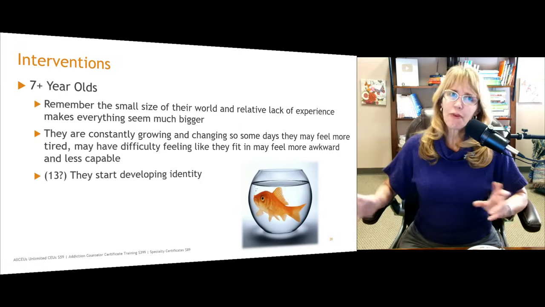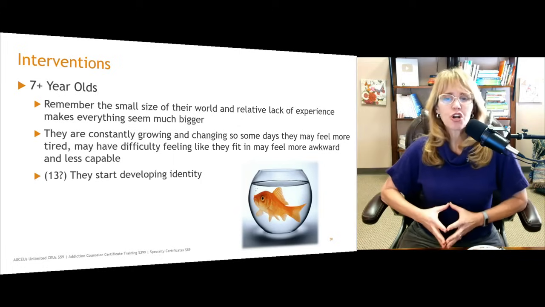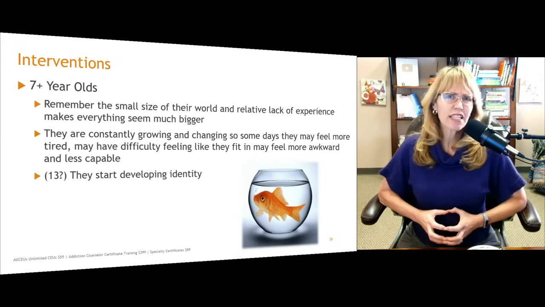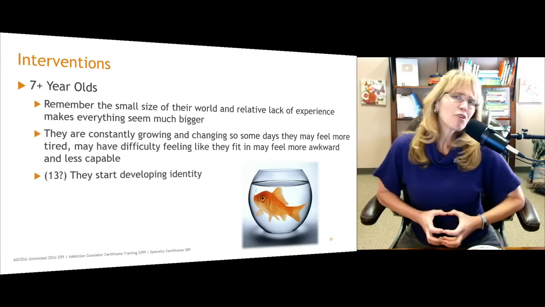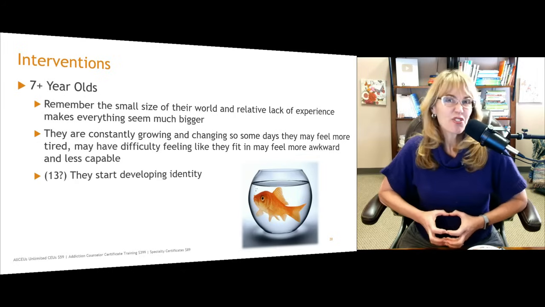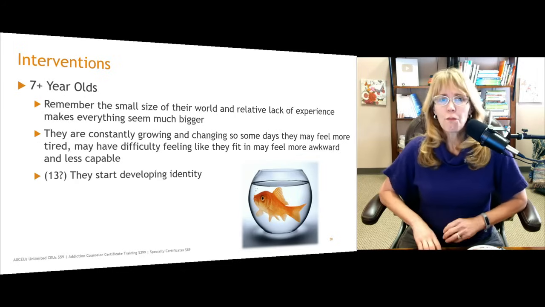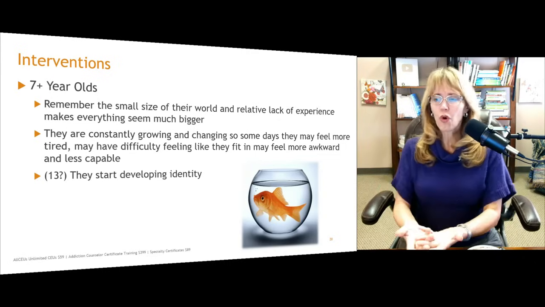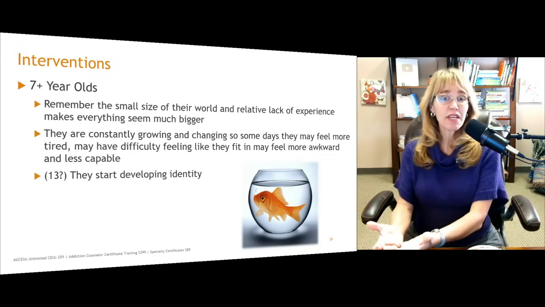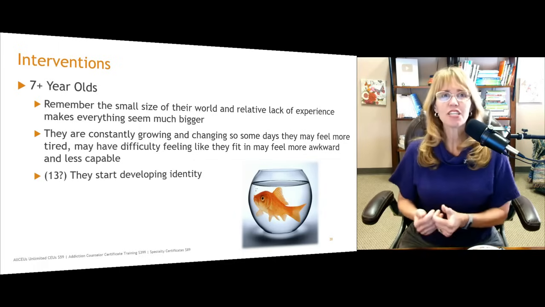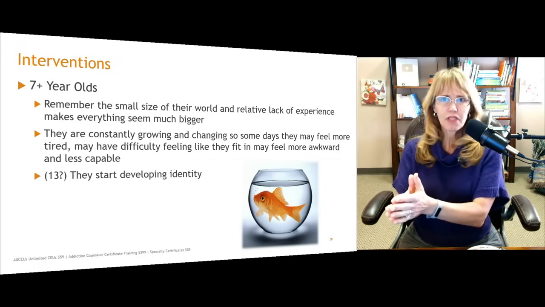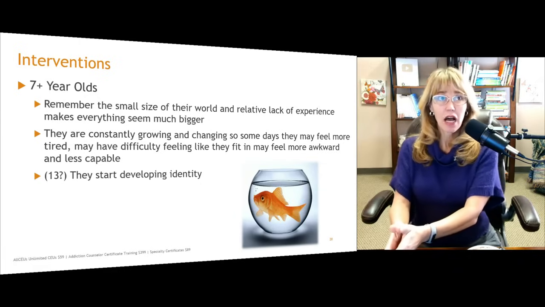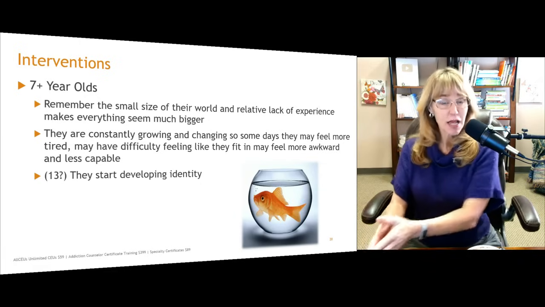According to Erikson, about the age of 13, children start developing their identity and trying to figure out who they are and what they stand for. Now, I would argue that I think they're starting to do that a little bit earlier now. But we want to be aware as they're trying to figure out, what is it that I can do that makes me acceptable? What is it that I can do that helps me be my authentic self? And is my authentic self acceptable?